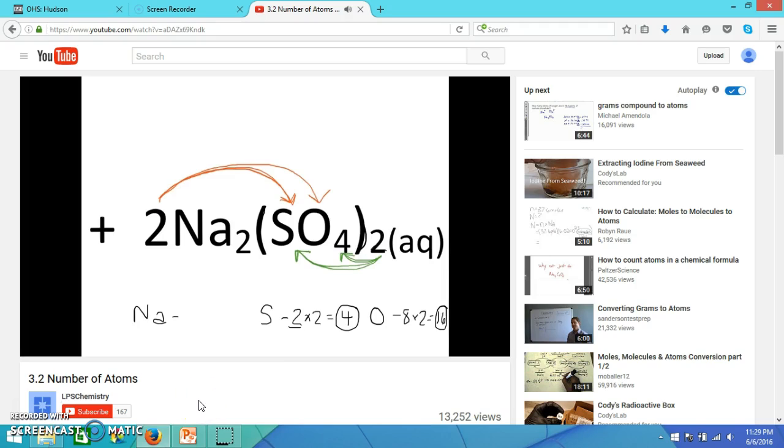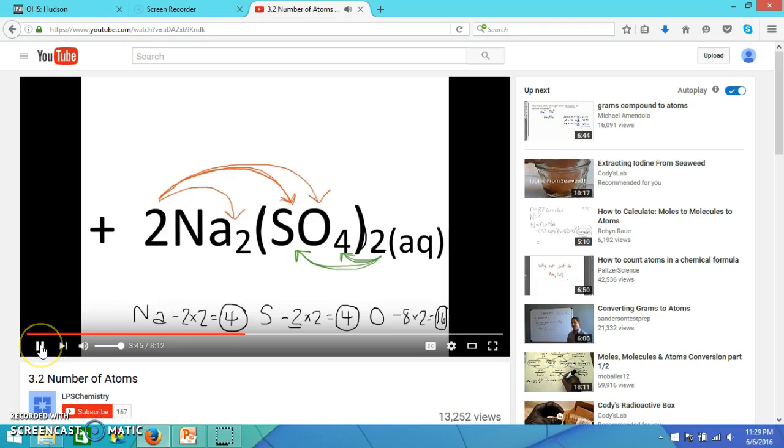And then lastly for Na, we want to take this 2 coefficient and multiply it by the subscript of 2 that is currently on Na. And 2 times 2 would give us 4 sodium atoms.